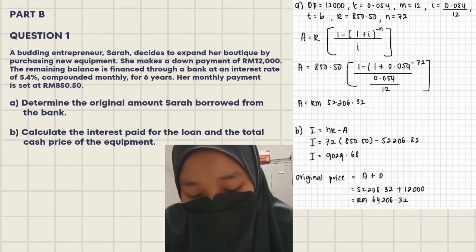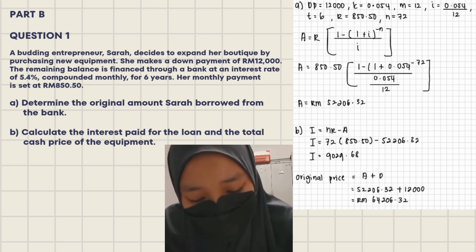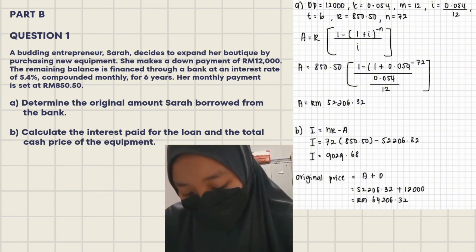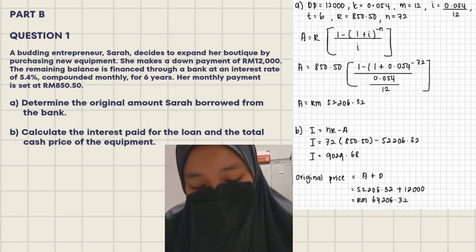So 850 ringgit and 50 cents, open bracket, 1 minus open bracket 1 plus 0.054 divided by 12, close bracket, with the power of negative 72, and divide by 0.054 over 12, and then close the bracket. So we just use the calculator and find the answer. So the final answer is 52,206 ringgit and 32 cents for question number A.